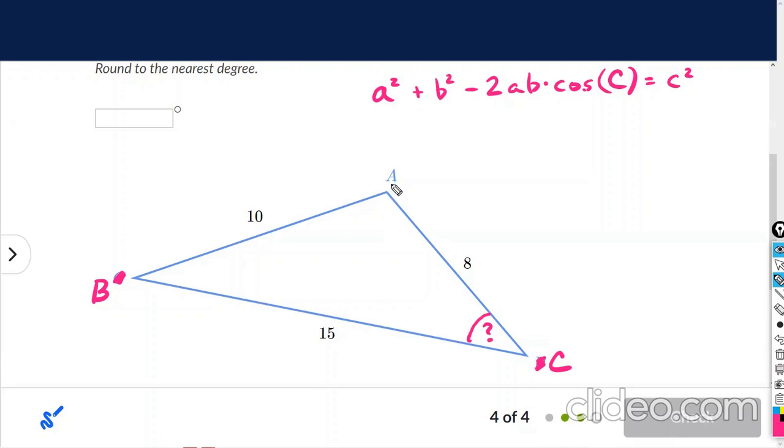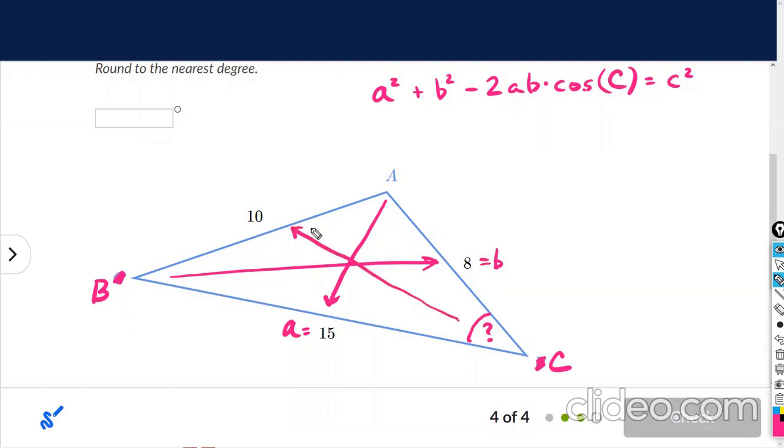So as we said, across from angle A is going to be the side length, lowercase a. Across from angle B is going to be the side length, lowercase b. Across from angle C is going to be the side length, lowercase c. Now that we have everything labeled, it's pretty easy. You just plug in the numbers.